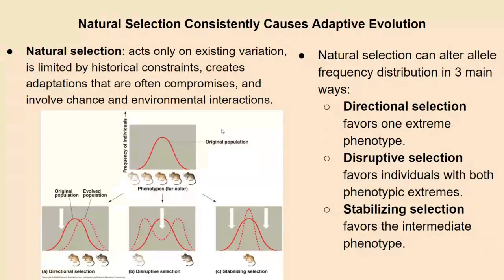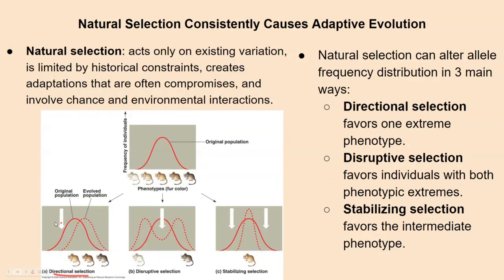Now, let's talk about patterns of evolution. We talked about mechanisms of evolution, but natural selection doesn't just select one trait. It has different patterns. For instance, directional selection.